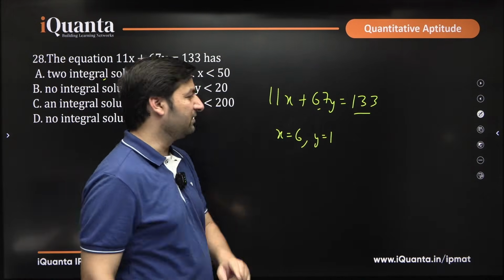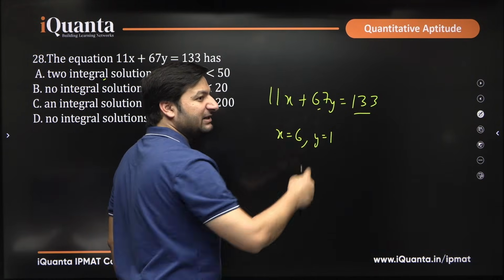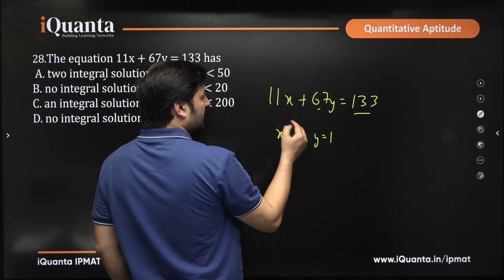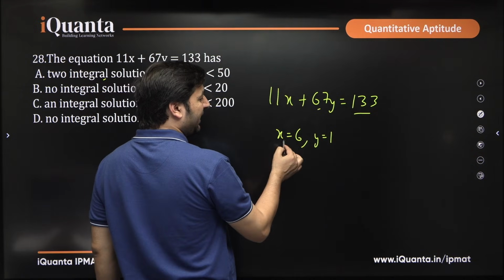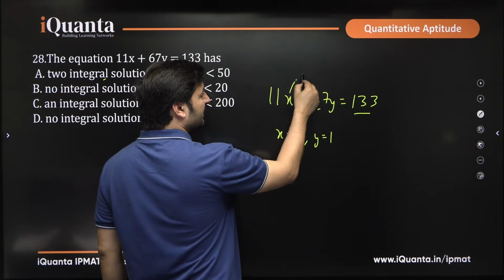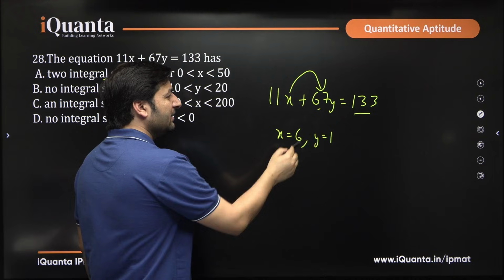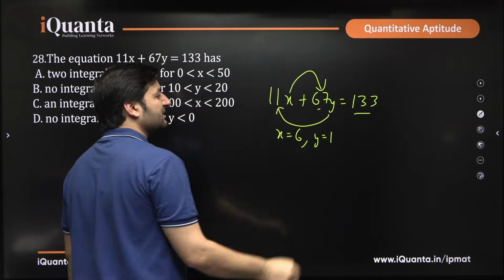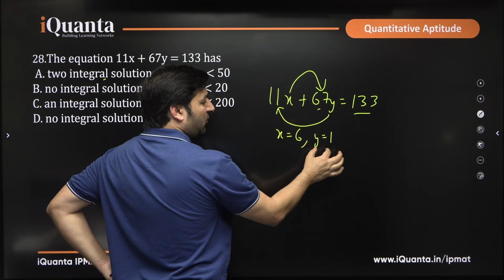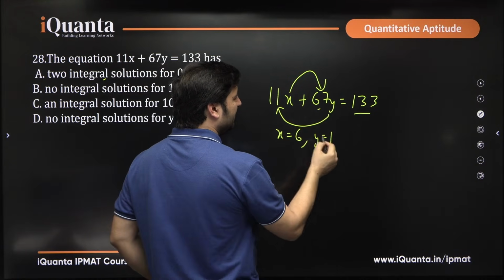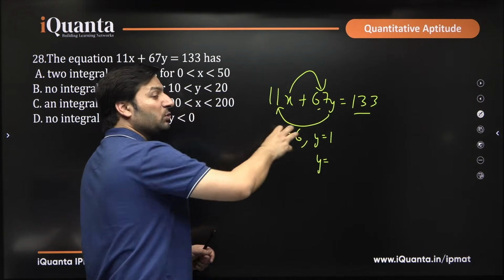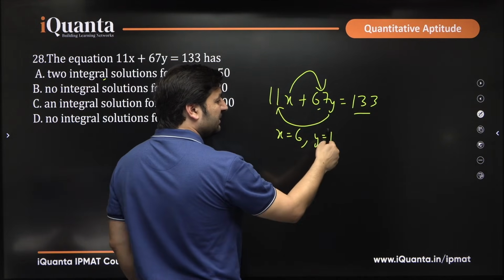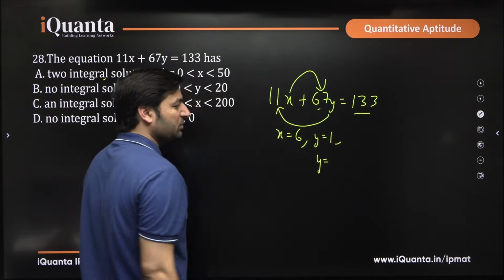Always remember one thing, whenever you have such linear equations, and you get one pair of solution, then the values of x that will satisfy will be in a gap of the coefficient of y, while the values of y that will satisfy will be in a gap of the coefficient of x. So if you want the next value of y that will satisfy this equation, it should be in a gap of what? Coefficient of x, that is 11. That means from 1, this is the solution that you have got.